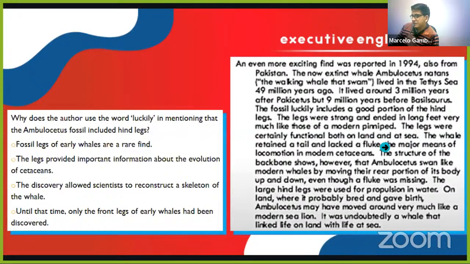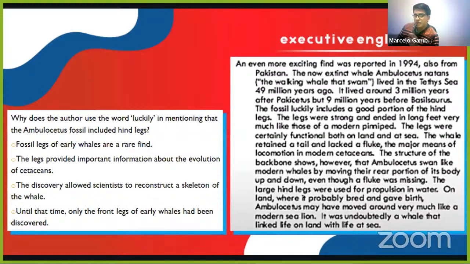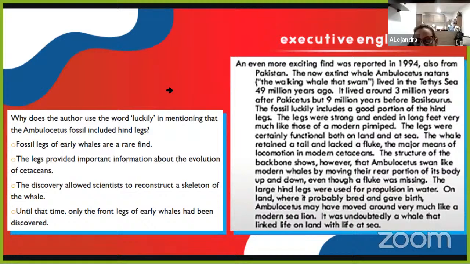So in this case, why does the author use the word? It's letter B, the second. Yes, that's right. It's letter B. You're right. Okay, can you please tell us why it is B? Because they explain about legs, and that is the discovery of the evolution of the whales. Yes, that's right. Okay, so certainly it's B.